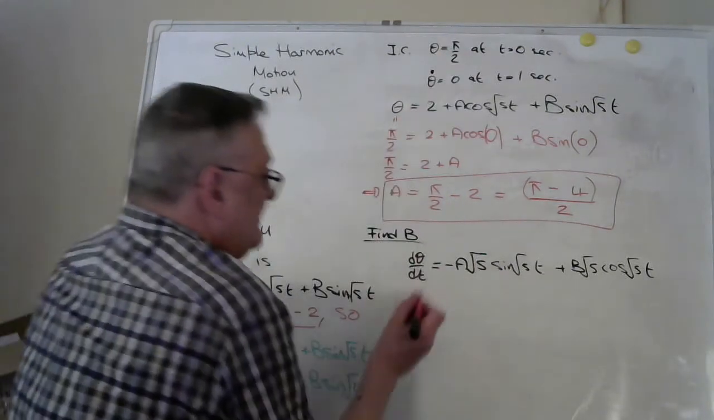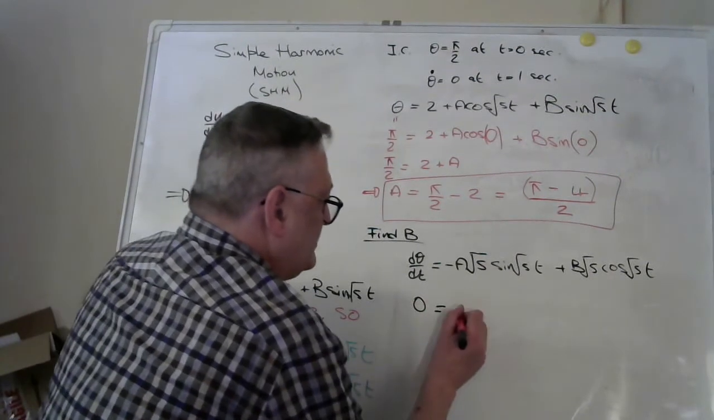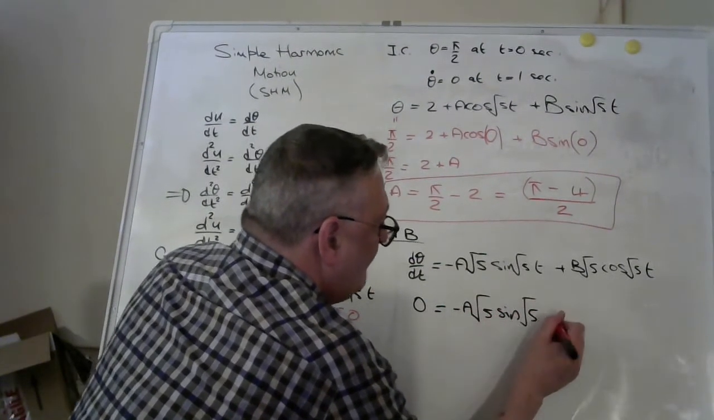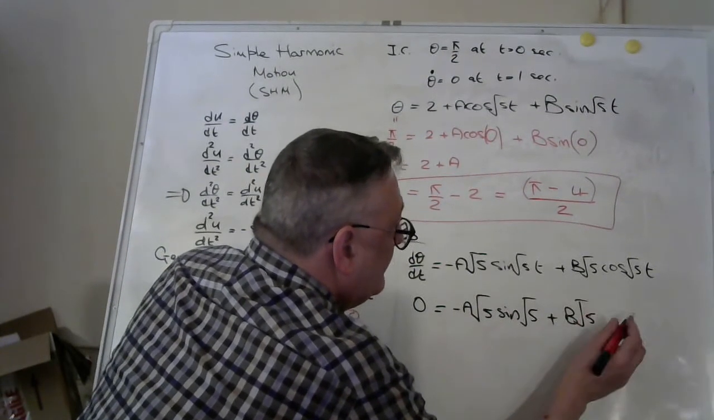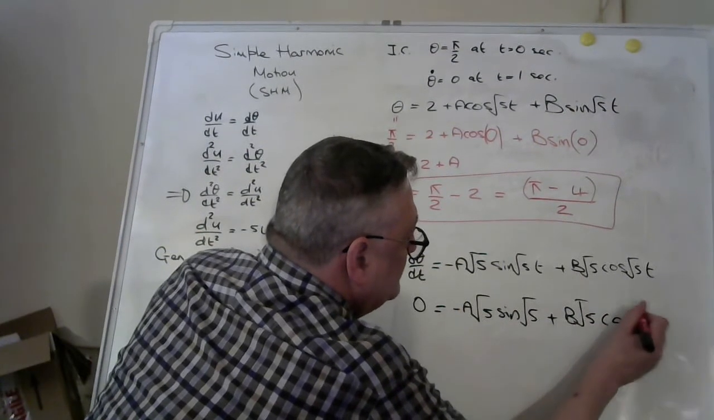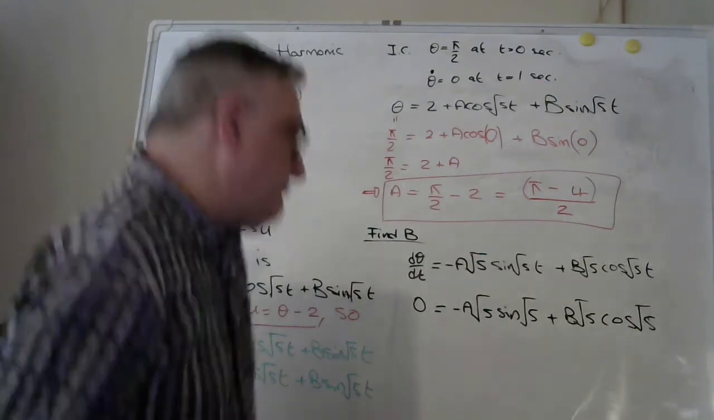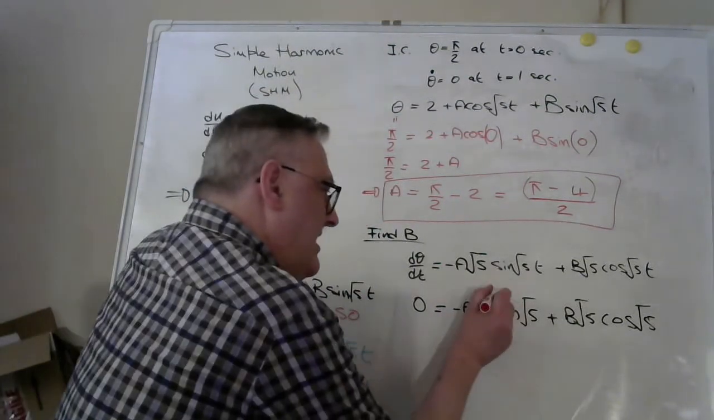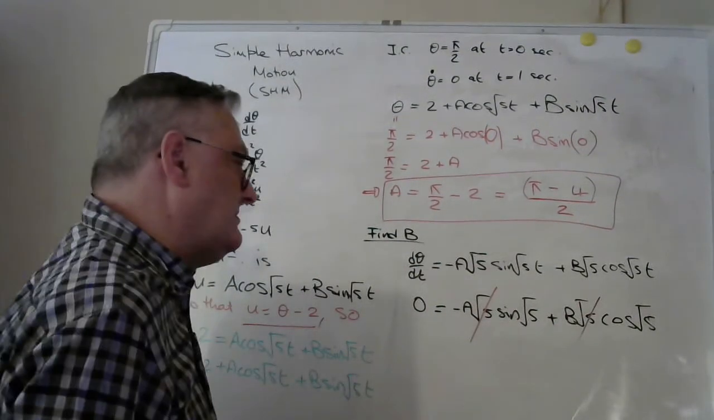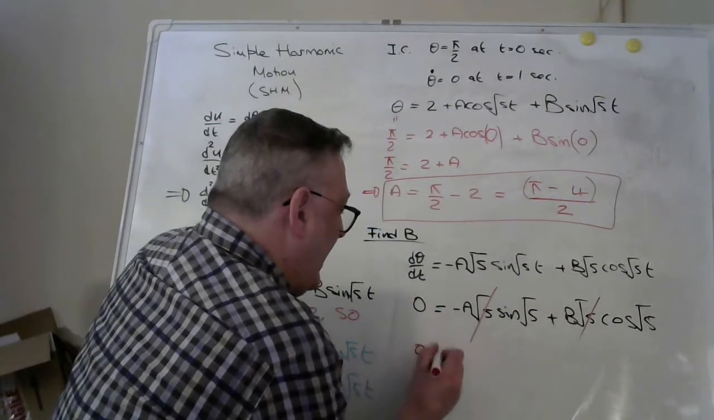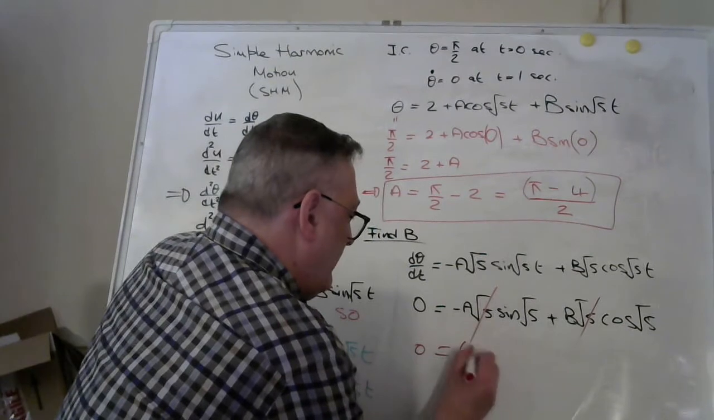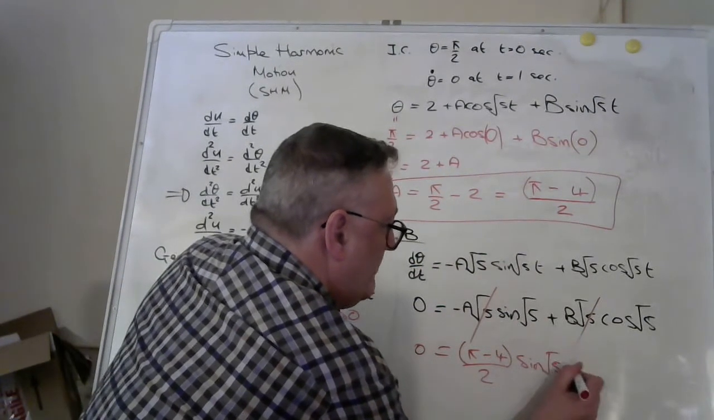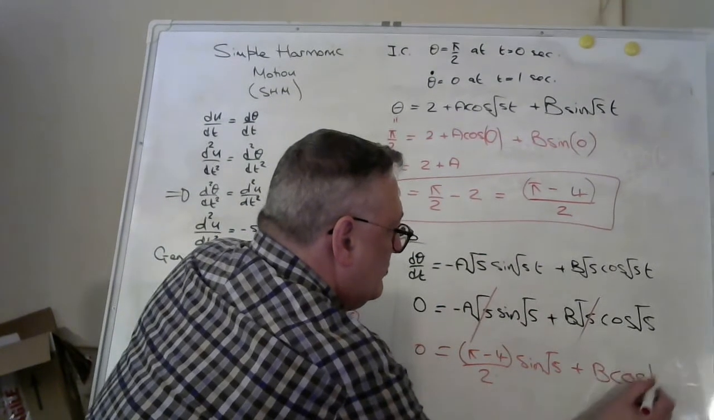Now, we know that theta dot is 0, so it's just 0 there, and that's equal to minus a root 5 sine root 5 plus b root 5 cos root 5, because t is just 1. Now, before we start calculating any values, we can actually get rid of the root 5s. We know what A is. So we've got 0 equals A, so we've got pi minus 4 over 2 sine root 5 plus B cos root 5.